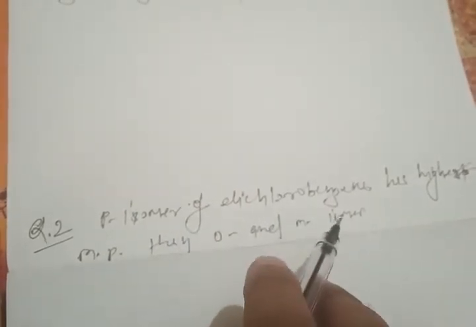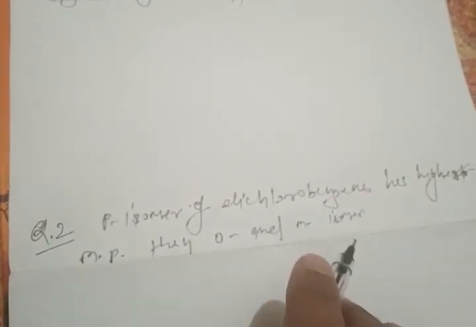The para isomer of dichlorobenzene has a higher melting point than ortho and meta. Explain. So this is the only correction.